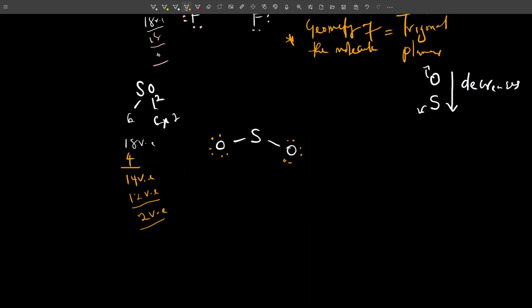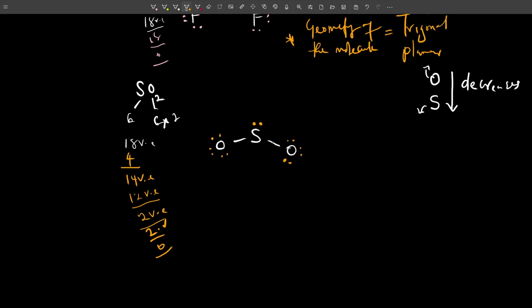So what do we do now? I don't know if you remember, we are going to assign that to the central atom. Okay, so that is complete. 2 minus 2 will give me 0. So this is the Lewis structure of the compound SO2. But if you look at this now, sulfur here has just 1, 2, 3, 4. Okay, let's count again.